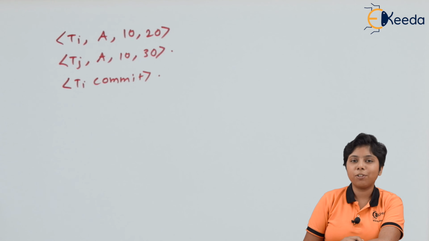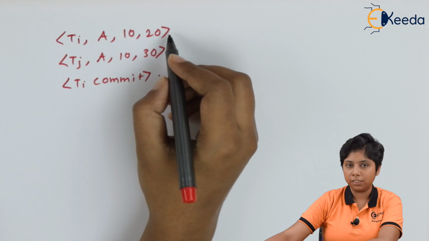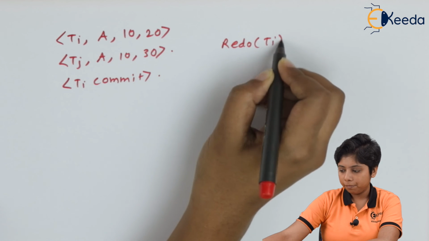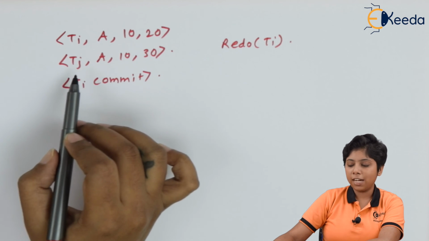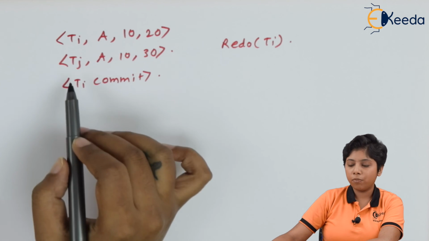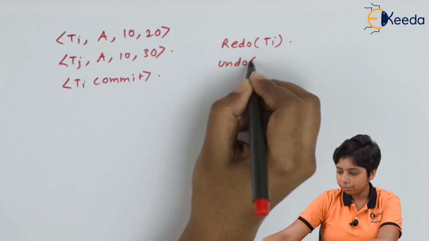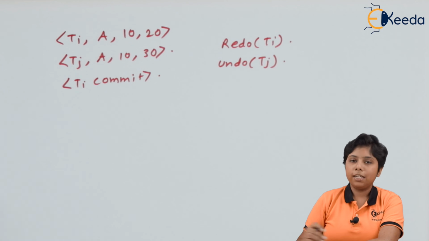According to the checkpoint rule, it checks for commit, and if it is committed, puts it into the redo list. So we perform redo Ti. Tj is not committed, so we need to perform undo Tj. Now our recovery steps say first undo and then redo. What happens if we first redo and then undo?